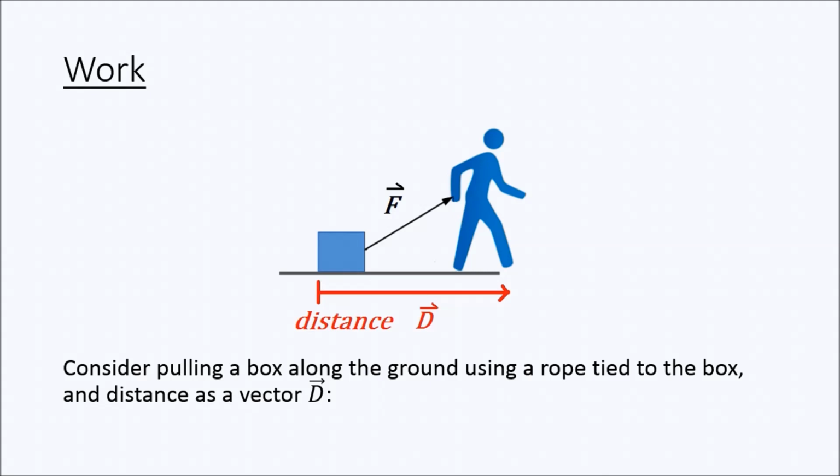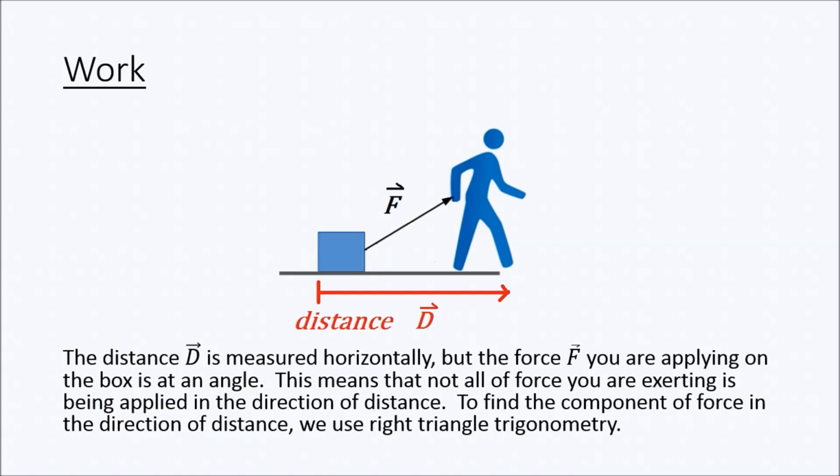So what I mean, for example, is consider you're pulling a box along the ground using a rope that's tied to that box, and your distance is being measured as a vector as well. Our vector for distance is going to be measured horizontally here, right, as the box slides along the floor. But the force you're applying on the box is going to be at an angle because you're kind of pulling slightly upwards. This means that not all of the force you're exerting on the box is actually being applied in that direction of distance. So to find out how much force is actually being applied in the same direction as distance, we're finding that component, and we're going to use a little bit of, well, right triangle trig.